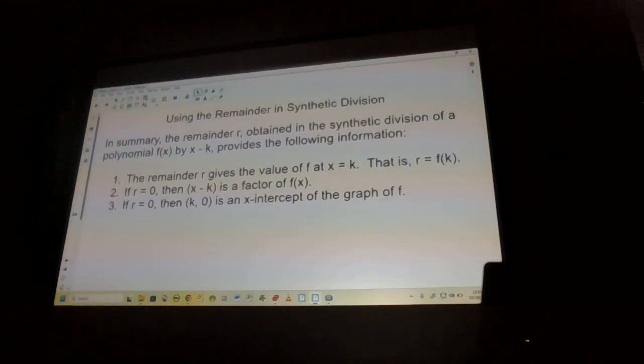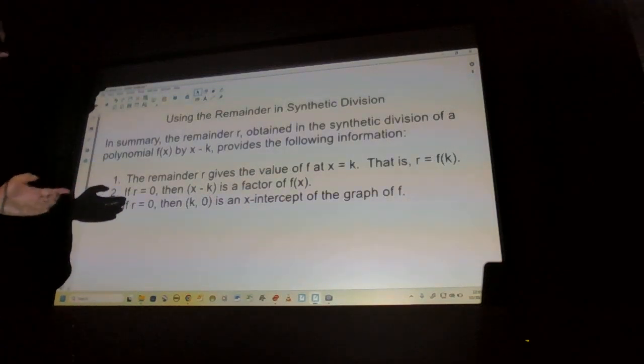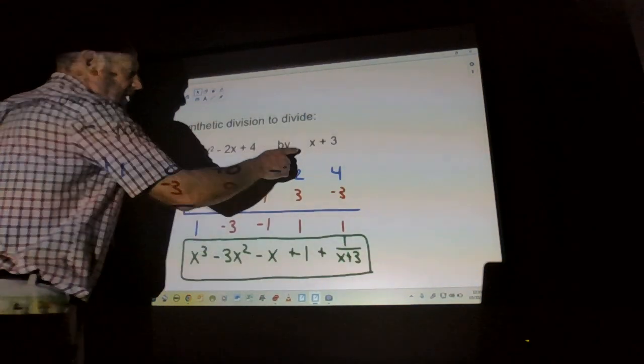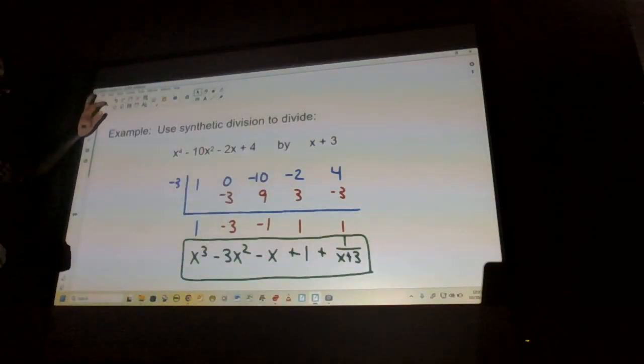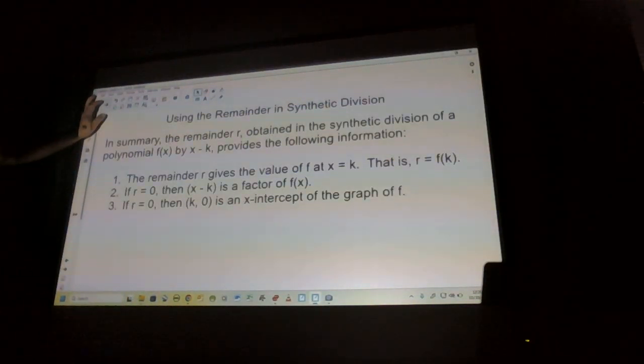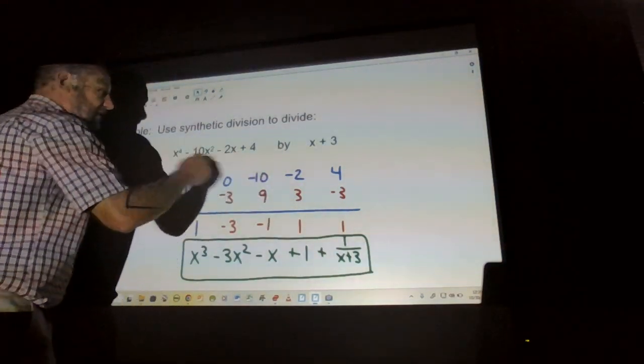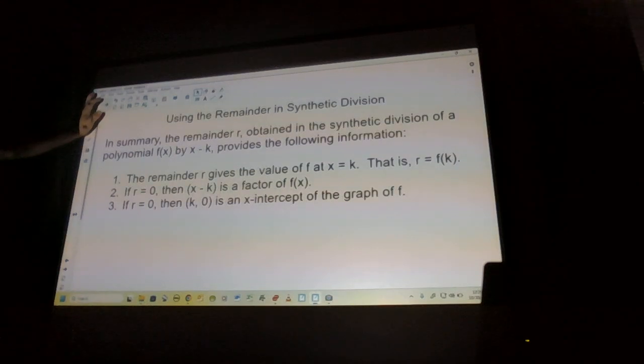Okay, so using the remainder in synthetic division, the remainder r gives the value of f at x equals k. So if I look back here, this is x minus k, so k would be negative 3. We didn't really talk about the remainder theorem. We'll actually do that next lesson. If the remainder is 0, then it's a factor of f of x. So if I get 0 as a remainder, that means this is a factor of that. It divides evenly in there. If r is 0, then k is an x-intercept of the graph.